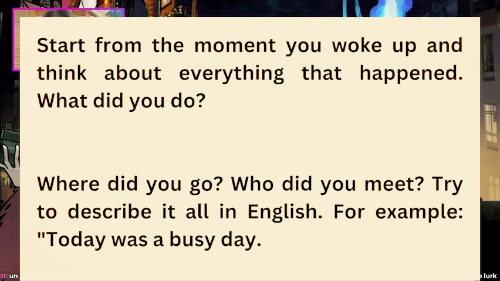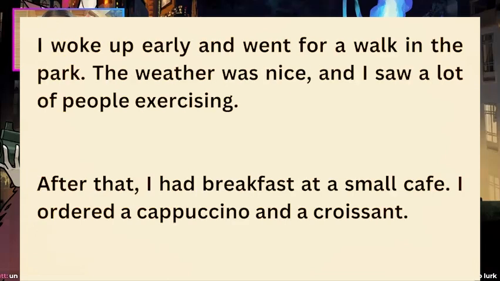Start from the moment you woke up and think about everything that happened. What did you do? Where did you go? Who did you meet? Try to describe it all in English. For example, today was a busy day. I woke up early and went for a walk in the park. The weather was nice, and I saw a lot of people exercising.